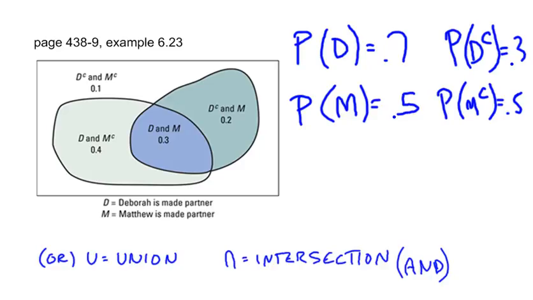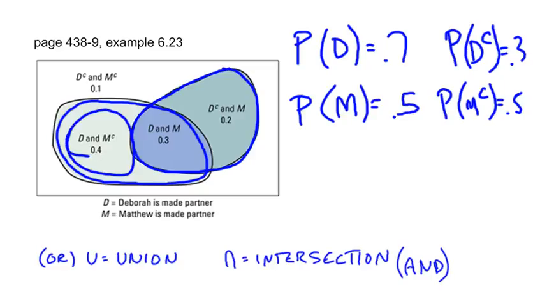So this right here is the probability of D. You can see it adds up to 0.7. The probability that Matthew makes partner right there is 0.5. And then you've got the probability that Deborah makes it and Matthew doesn't, that Matthew makes it and Deborah doesn't. Here's the probability that they both make it, and then this is the probability that neither make it. And this should all make sense to you, and you should be able to apply this to any problem that they throw at you like this.